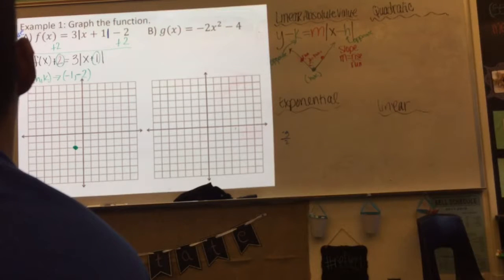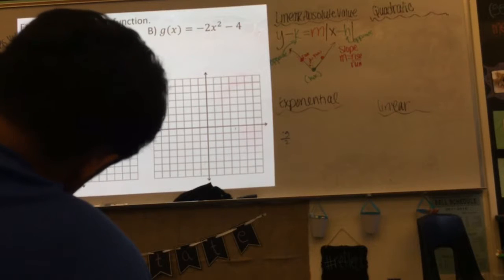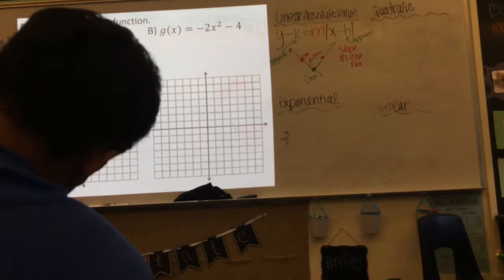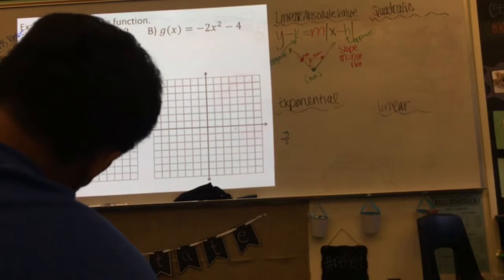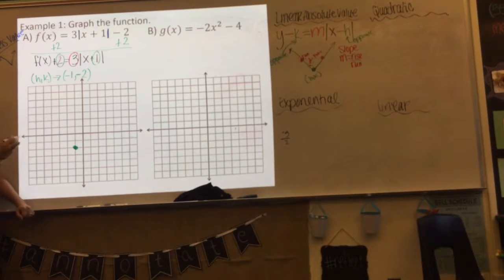Okay? So I went left 1, down 2. Good. Then we're going to grab our stretch or our slope. The linear absolute values have stretch or slope. You can use both, but I'm going to use slope or stretch, it doesn't matter. If it's easy, that I always do, then it doesn't matter if you use stretch or slope. So how do I use it? What should I do?